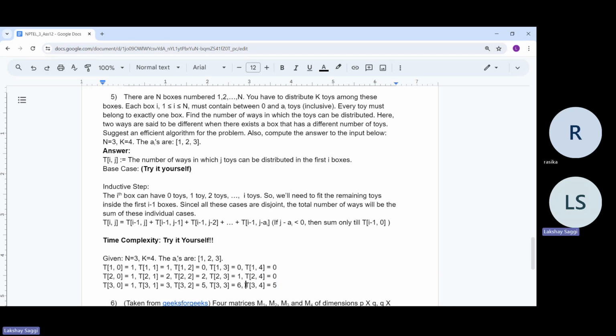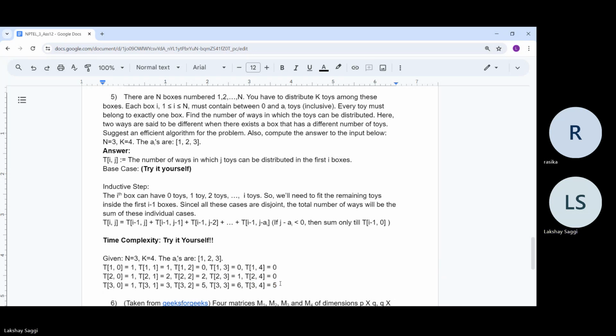And note that this is the entry which we want, because what we want is we have n boxes and we want to distribute k toys. So we have 3 boxes and we want to distribute 4 toys. So 4 toys can be distributed in 5 ways, but 3 toys could have been distributed in 6 ways. But this is what we actually want. So even though we increase the toys, the number of ways might decrease in this question.